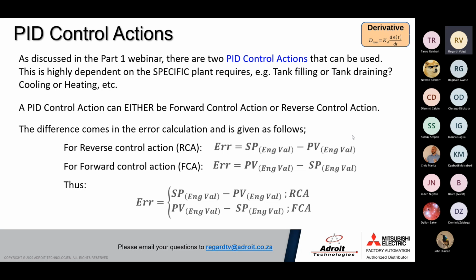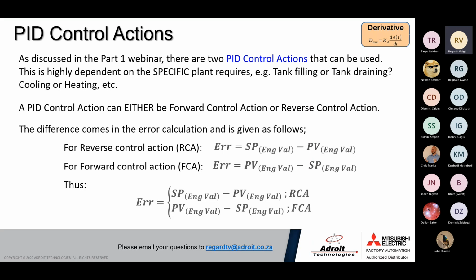So once again, how do we determine that? If your PLC's analog output signal needs to increase based on an increase in your input signal from your field, your process variable, then you will need a forward control action. Otherwise, it will be a reverse control action. So that is a simple rule that can be followed if you are unsure.